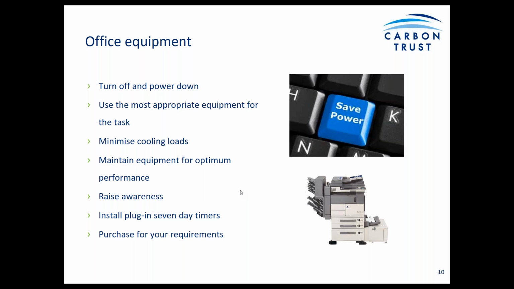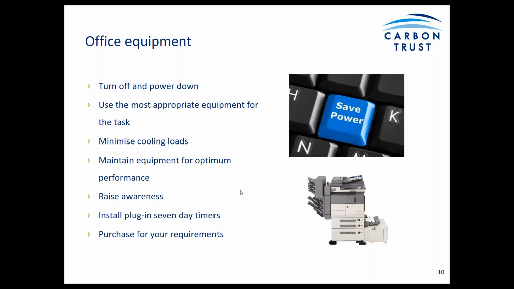Install plug-in 7-day timers. These are devices which can be bought for normally just a few pounds from DIY stores, and can help to reduce the likelihood of machines being left on out of hours. Examples of where this could be useful would be with devices like printers or photocopiers, or even things like vending machines that aren't refrigerated, that don't need to be on, say for example, during the evenings and weekends. These could utilize 7-day timers to make sure that they are only switched on when there are actually people in the building who might want to use them.